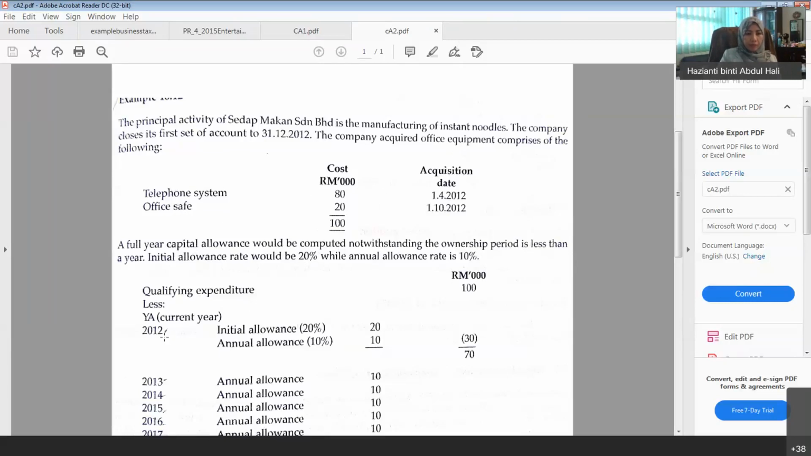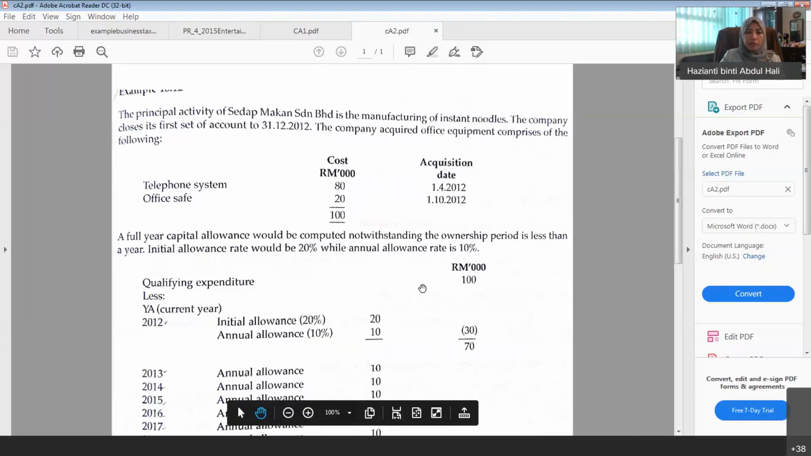So untuk the first year dia beli 2012. Initial allowance 20% from 100 and annual allowance 10% from 100. So that will give us 30,000 for the first year. So 100,000 minus 30, baki dia is 70,000. So this is residual expenditure kita panggil.